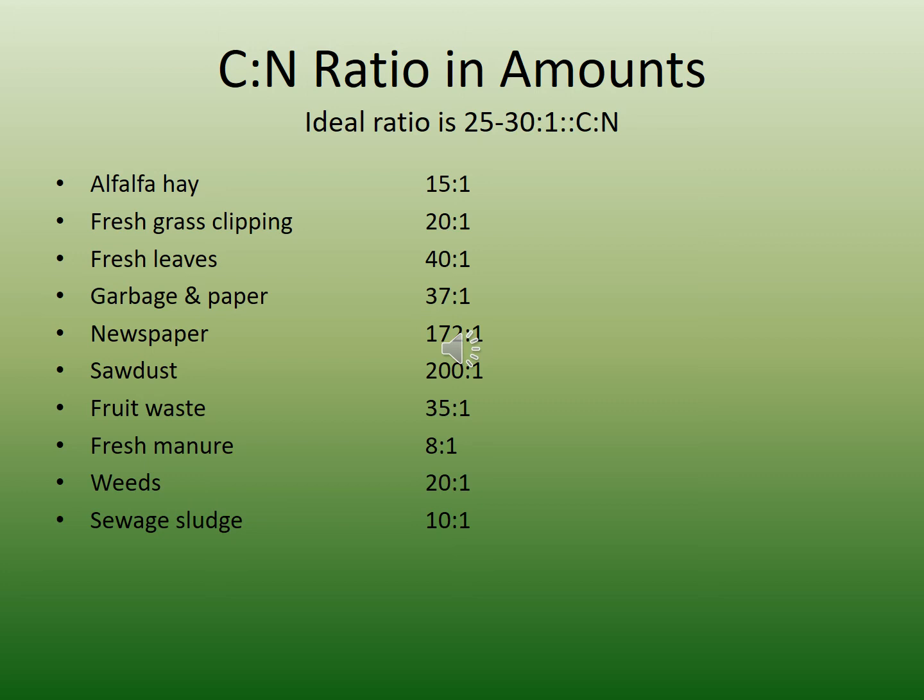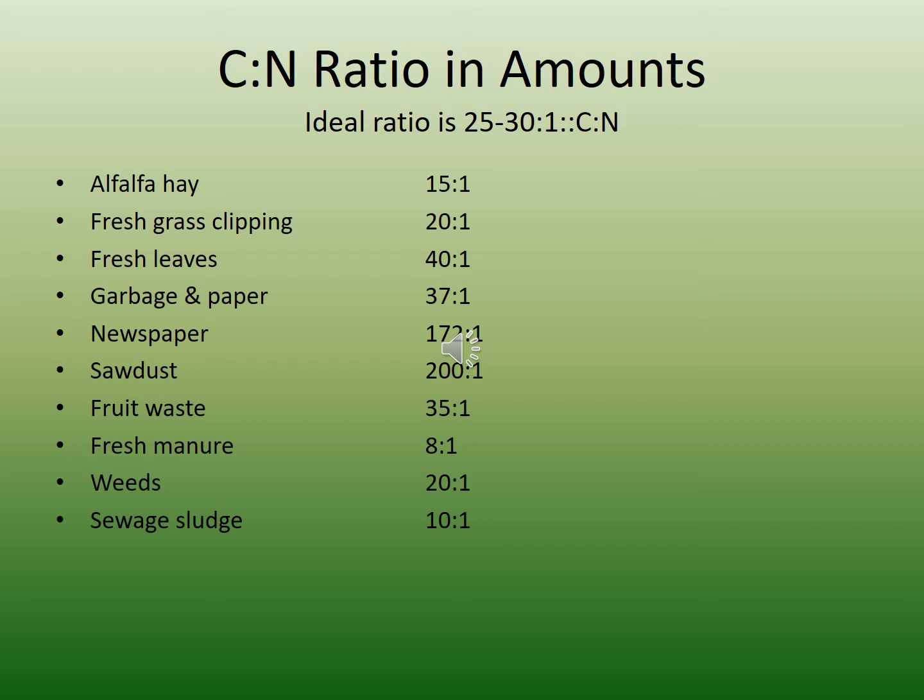Here are a number of different things you could add into your compost pile and their carbon-nitrogen ratios. So let's just look at the big numbers, like sawdust, 200 to 1, so almost all carbon, hardly any nitrogen. But then you have something like fresh manure, 8 to 1. So there's a fair amount of nitrogen in that. There is carbon, but it's balanced out by a fair amount, an eighth the amount of carbon is in nitrogen. So that would be a pretty high nitrogen source. Sewage sludge is similar, and then you have the other numbers there too.